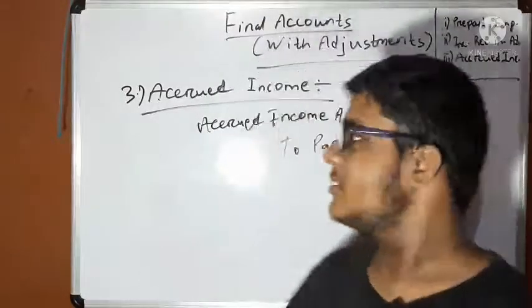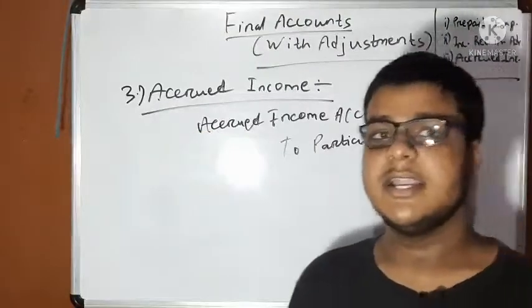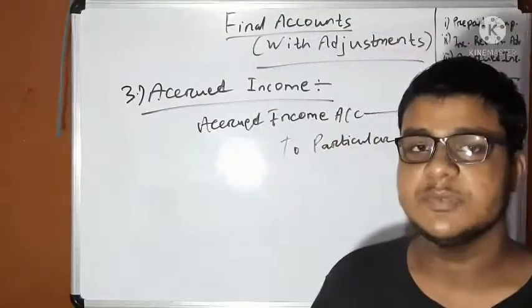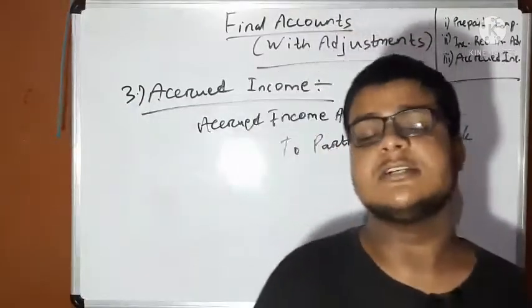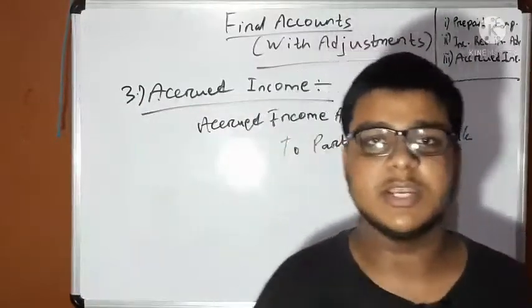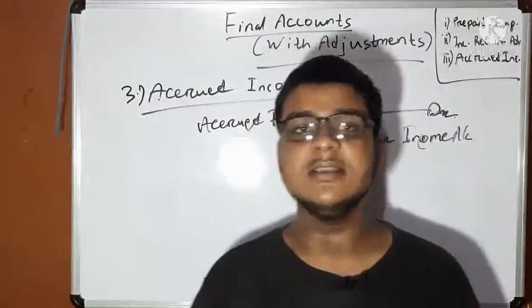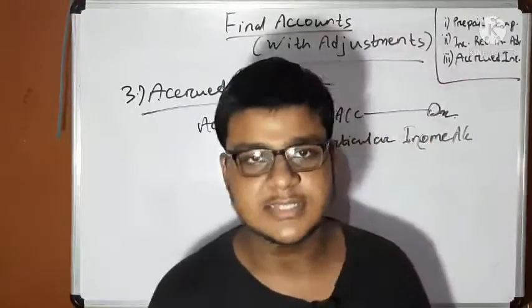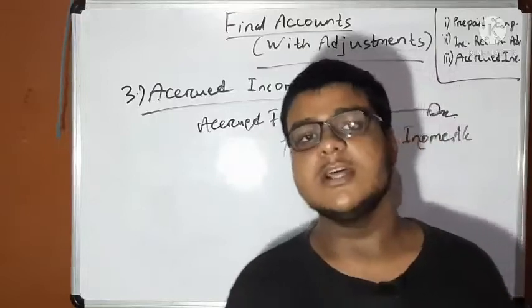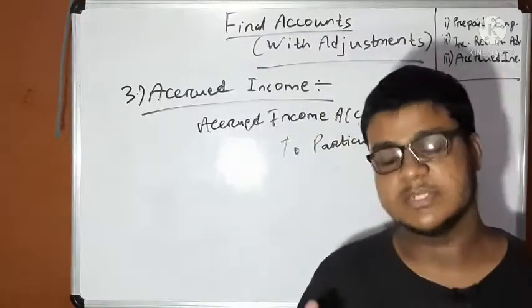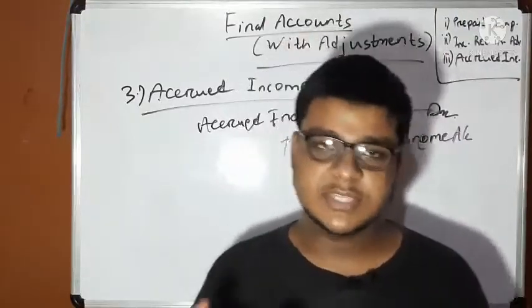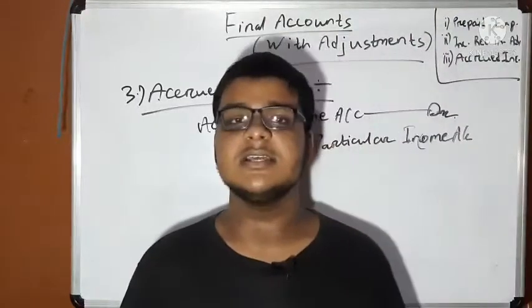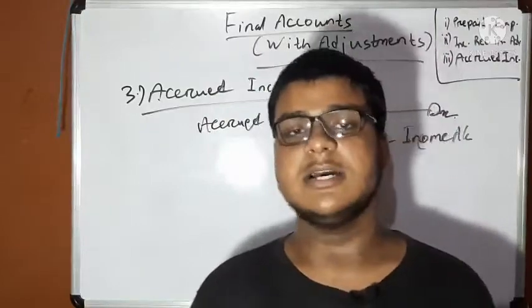And what about the accrued income? It is to be recorded on the asset side, as it is to be received in the next accounting period. It is treated as an asset for this current accounting period, but for the next accounting period it is treated as an income. For this accounting period it is recorded on the asset side of the balance sheet.